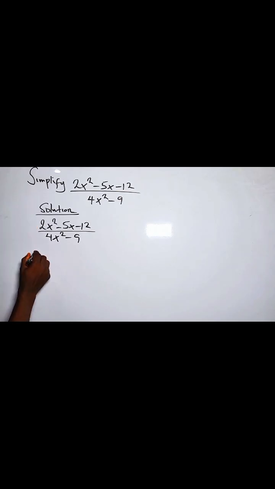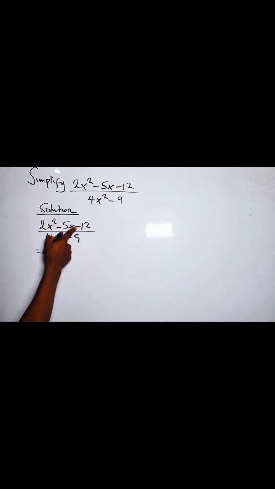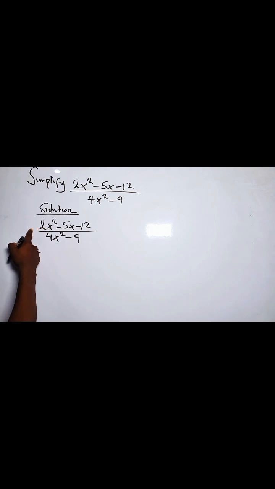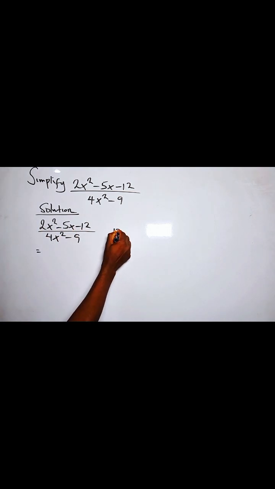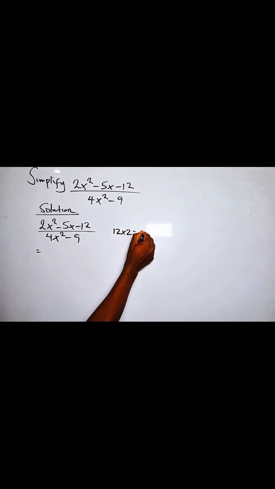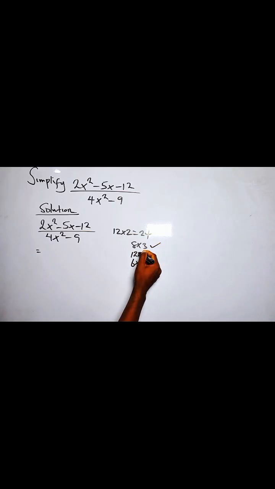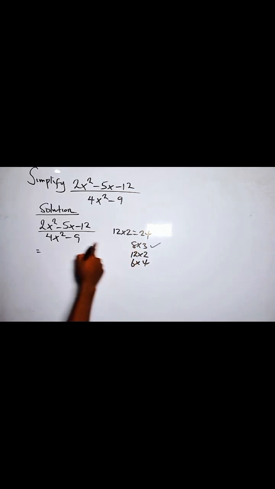Okay, so for the numerator, this is a quadratic function. So let us factorize this. For 12 times 2 is 24. When we look at products of two factors that will give us 24, we can say 8 times 3 is 24, 12 times 2 is 24, 6 times 4 is 24. But we go with 8 and 3, because when we add them, we have this.